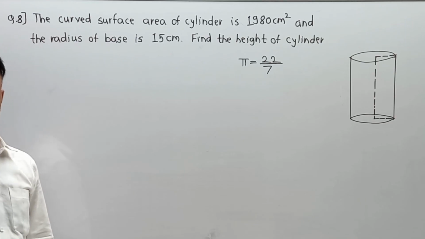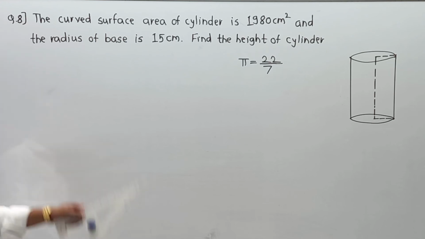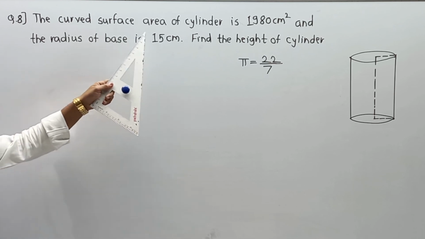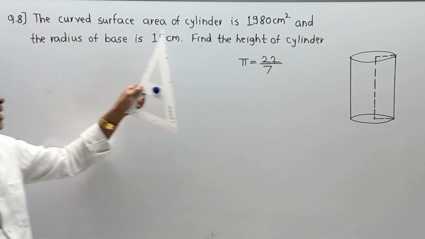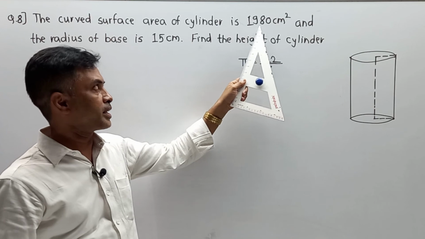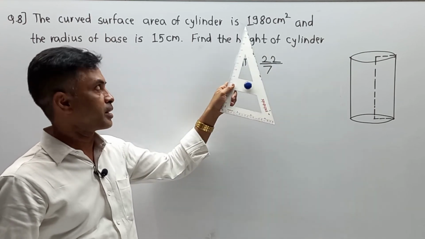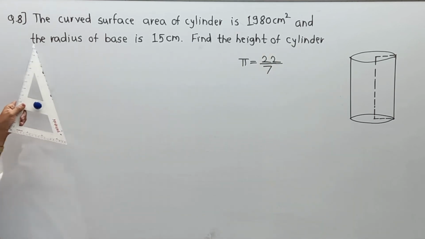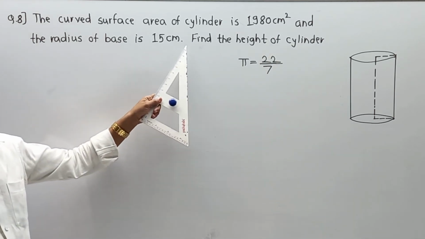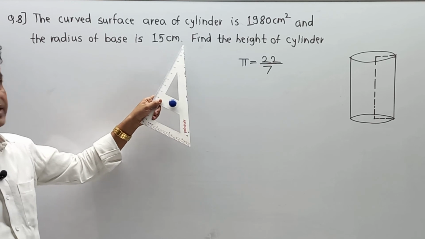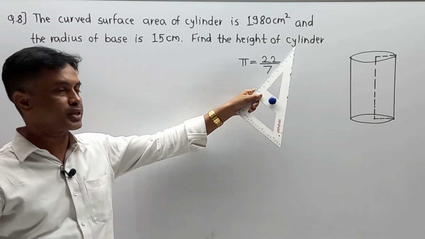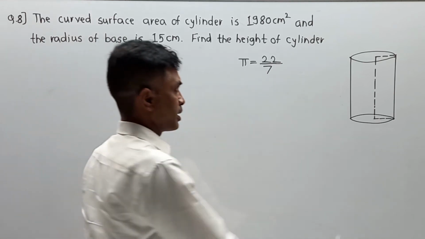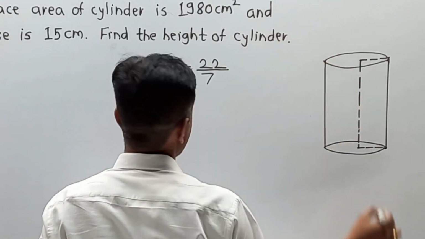Now please pay attention to the next numerical, question number 8. The curved surface area of a cylinder is 1980 square centimeter, and the radius of its base is 15 centimeter. Find the height of the cylinder. Pi is 22/7.